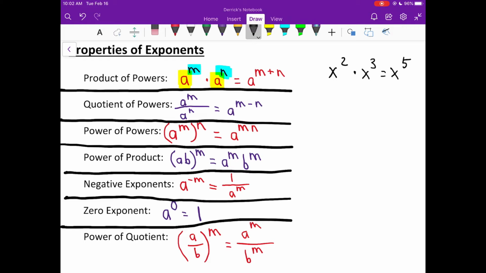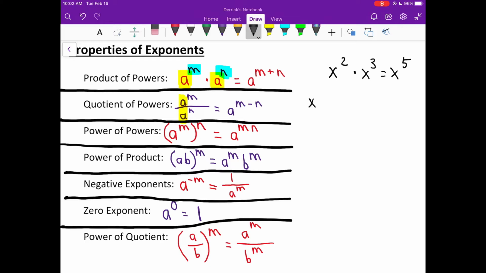Now our second property is the quotient of powers. That is effectively the same idea as product of powers. It's just recognized that instead of multiplying our two bases, we are dividing our like bases. So, to me, I think it logically flows that when we multiplied like bases, we added the exponents. So when we divide like bases, we need to subtract the exponents.